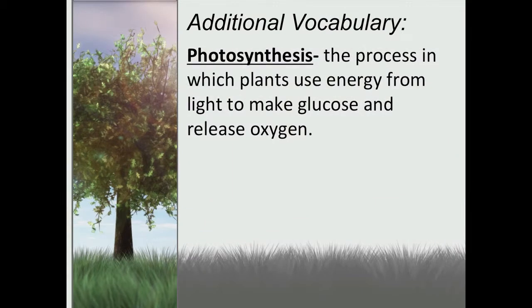Now here is more information you need to know, more vocabulary, and we're talking about photosynthesis. Let's define photosynthesis, scientifically. It's the process in which plants use energy from light to make glucose, sugar, and release oxygen. Again, it's the process in which plants use energy from light to make glucose and release oxygen. Don't forget about the fact that it releases oxygen in this chemical reaction.